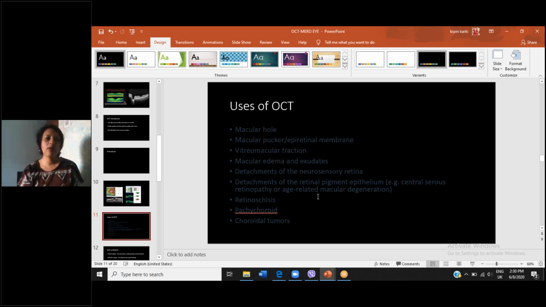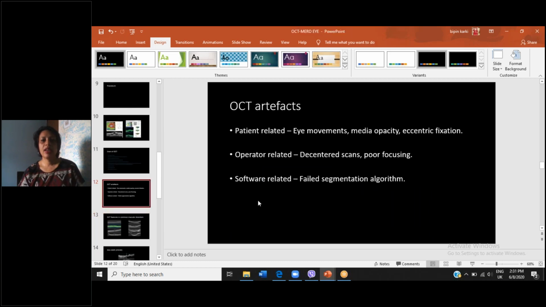Okay, so in the procedure, I've discussed a little bit about OCT artifacts. We always need to keep in mind that there could be artifacts. That's the reason we might not be getting good quality scans. So the patient-related artifacts, as I mentioned before, are eye movements. Some people are just not able to focus and look at the target light. And in some people, there could be media opacities, and you're getting too much movement. In people with macular degeneration or some macular disorders, the patient is not able to look at the center. They have eccentric viewing, and that's how you're not able to get that macular cube.